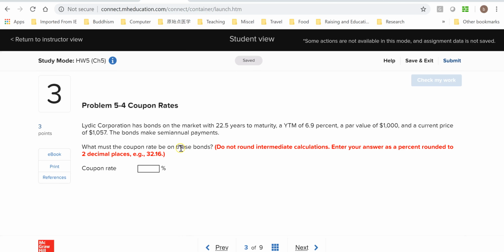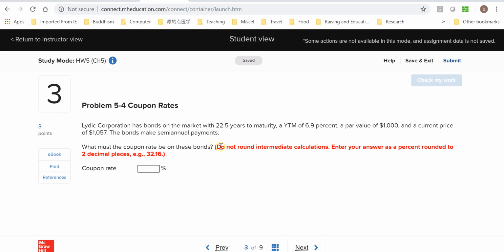This is question number 3 on homework 5. Lydic Corporation has bonds on the market with 22.5 years to maturity, a yield to maturity of 6.9%, a par value of $1,000, and a current price of $1,057. The bonds make semi-annual payments. What must the coupon rate be on these bonds?